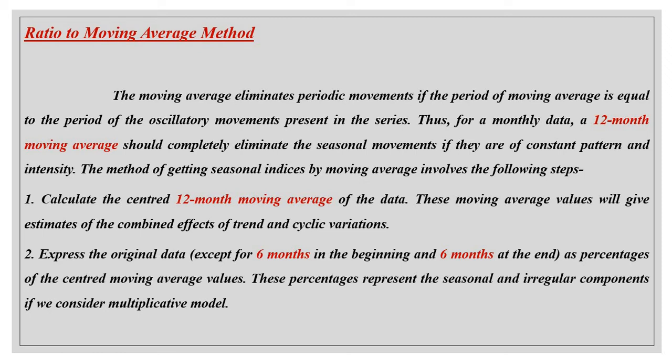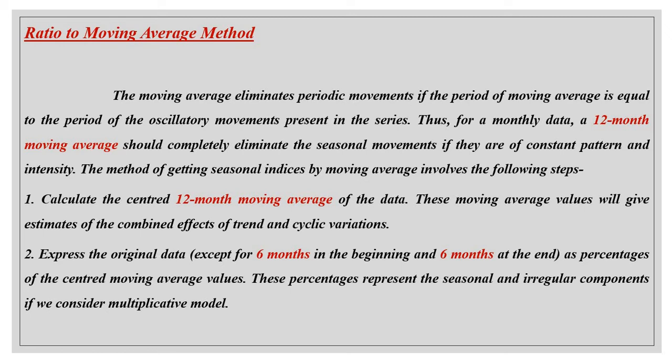The moving average eliminates periodic movements if the period of the moving average is equal to the period of the oscillatory movements present in the series. Thus, for monthly data, a 12-month moving average should completely eliminate the seasonal movements if they are of constant pattern and intensity. The method of getting seasonal indices by moving average involves the following steps.